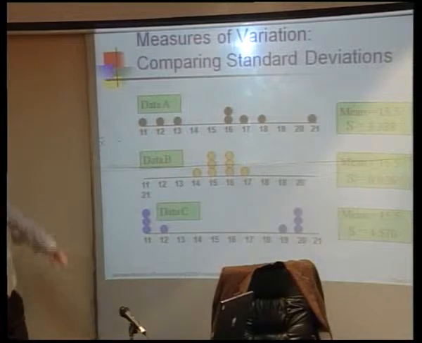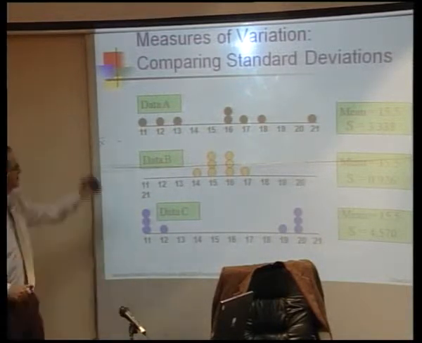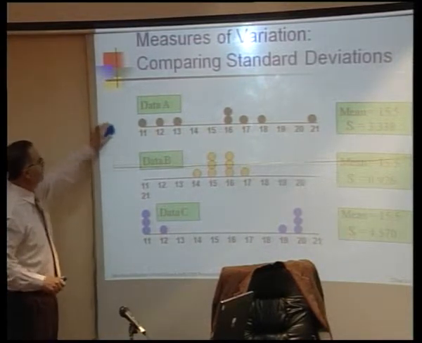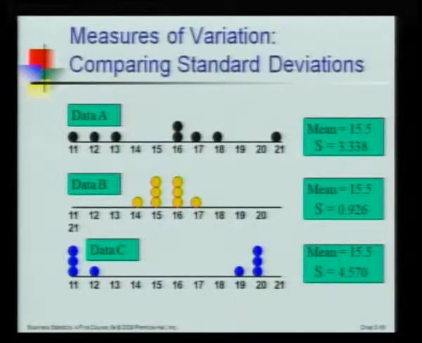Now this sheet compares the standard deviations for 3 different data sets. Look at data A, data B, data C. All of them have the same mean. The mean is 15.5. So each data set has a mean of 15.5, even though the distribution is completely different from data A to B to C.